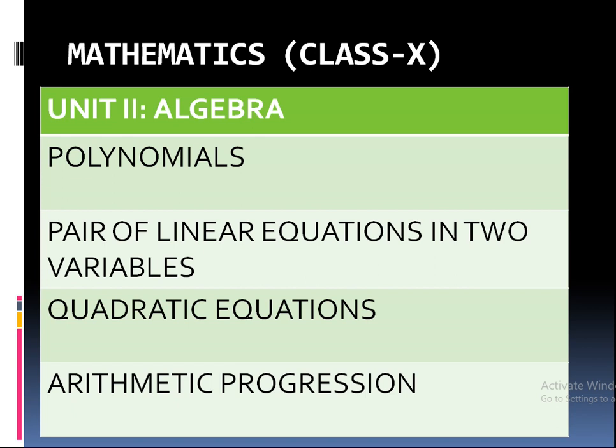Next, in pair of linear equations in two variables, in this chapter we have solution of pair of linear equations in two variables by graphical method, by substitution, by elimination, by cross multiplication. Also we have consistency and inconsistency.